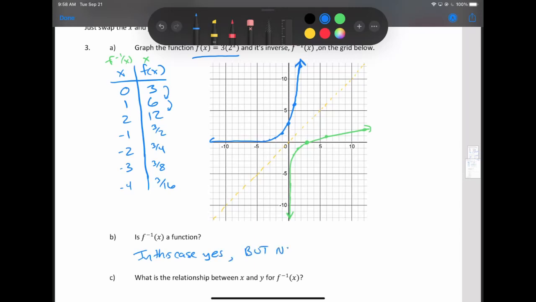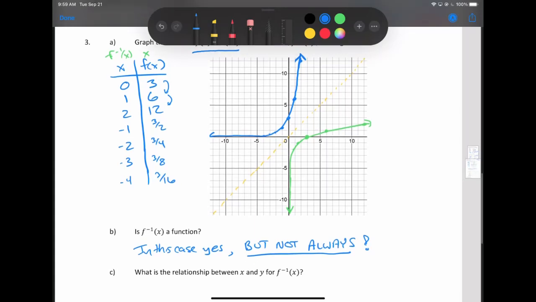But not always. The function itself has to be obviously a function. The inverse function does not have to be a function. It will be a relation, but not necessarily a function. What is the relationship between x and y for f negative 1 of x?